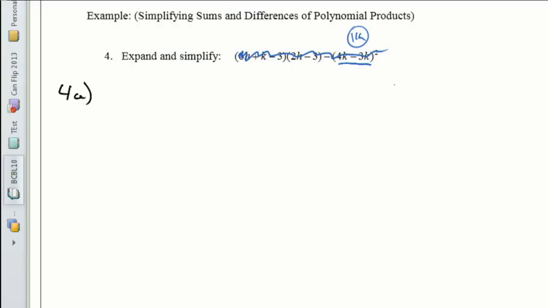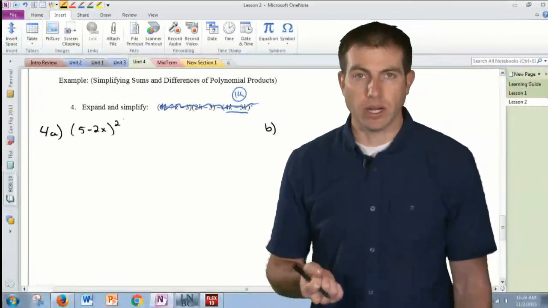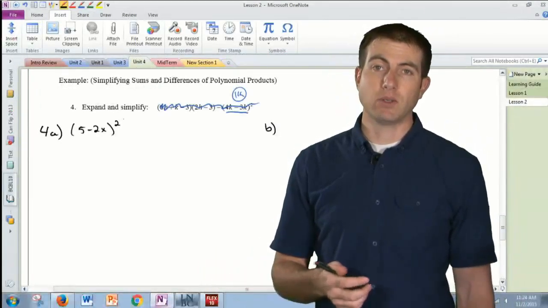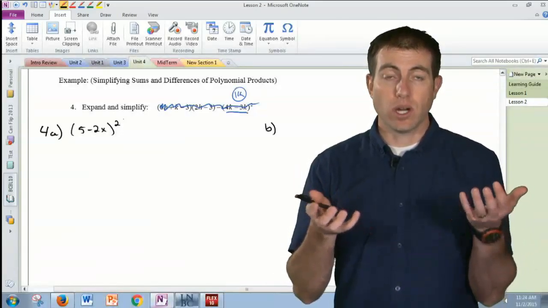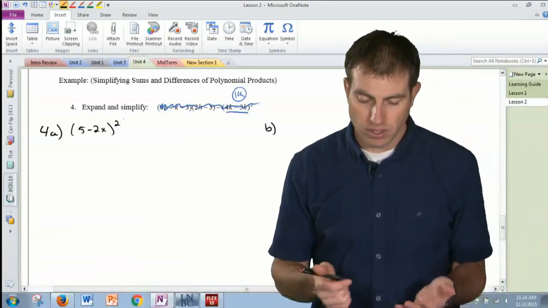So we'll call it 4a, and then I'll write a b over here. So 4a is (5 minus 2x), and then this is squared. For b, let's just do 4a for now, and I'll do b in a second. You're going to see a few questions like this where something is squared. I've talked about these things before when we were dealing with radicals. If you have something in brackets that's squared, the squared means you're multiplying the thing by itself.